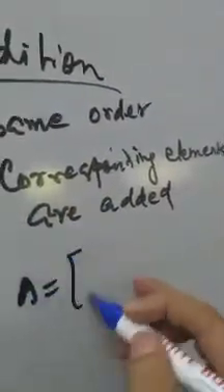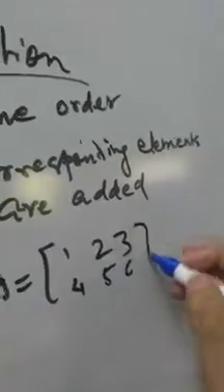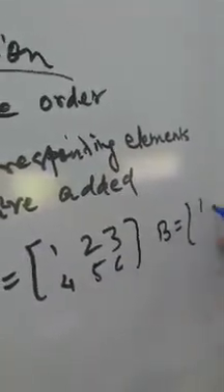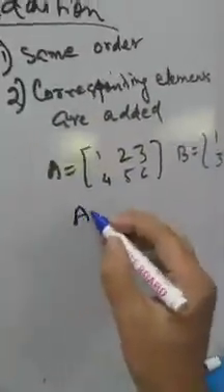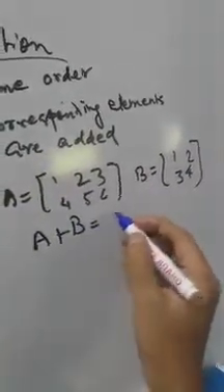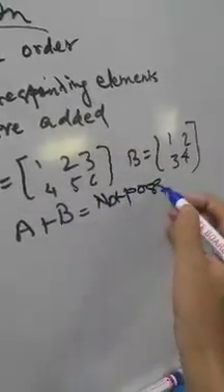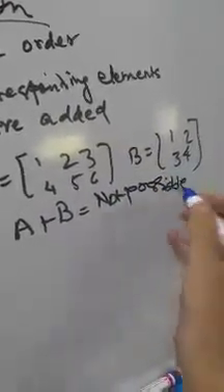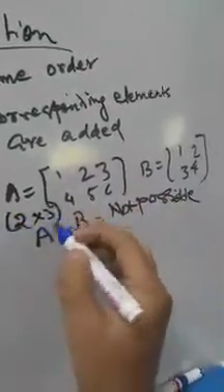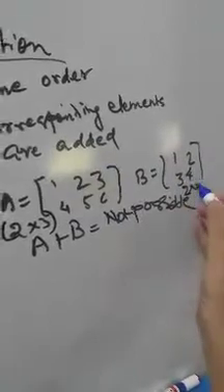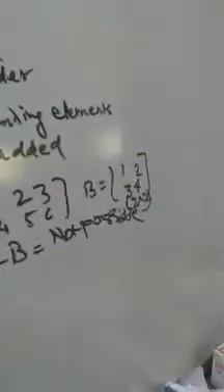A is equal to [[1, 2, 3], [4, 5, 6]], and B is equal to [[1, 2], [3, 4]]. Can we add these two matrices? Can we do A plus B? It is not possible. Why? Because they are of different order. It is a 2 by 3 matrix, whereas it is a 2 by 2 matrix. So they cannot be added. So I have written not possible.